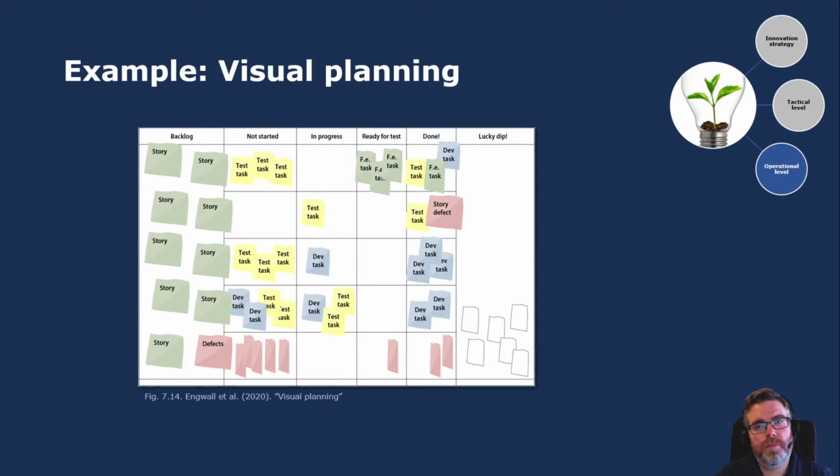Here's an example of visual planning, which is from your course book, where you try to visualize at which stage different product development projects currently are, and what's going well and what's not going well in the product development projects.